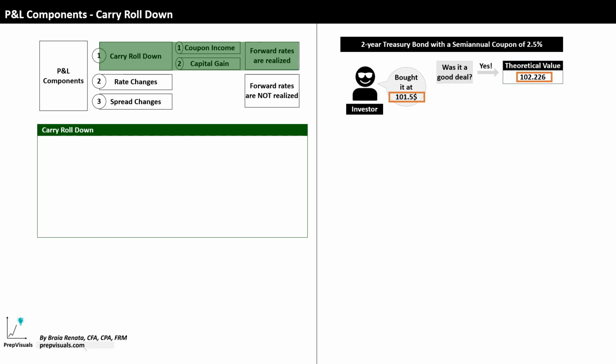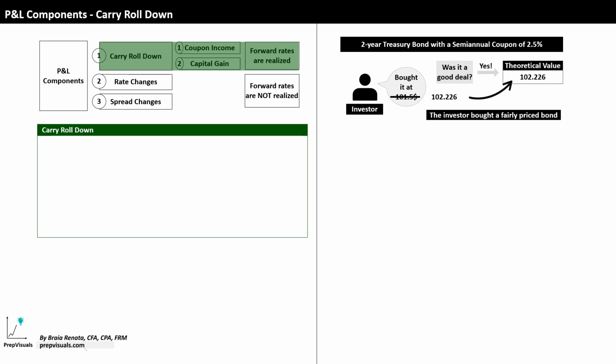In this particular example, the assumption is that the investor didn't buy this bond at a bargain. Instead, he has bought it at the theoretical value. And what this means is that the investor has bought a fairly priced bond, which makes him an average investor. So this is basically the starting point.